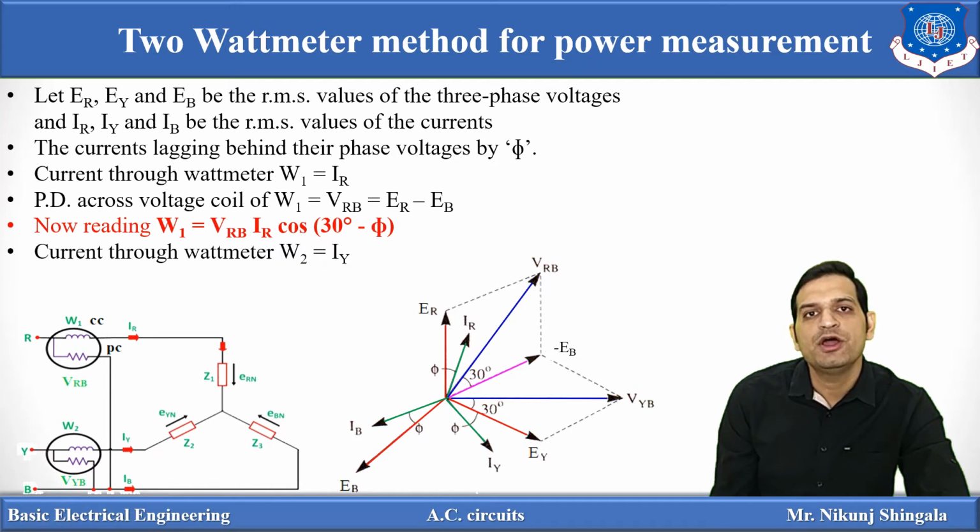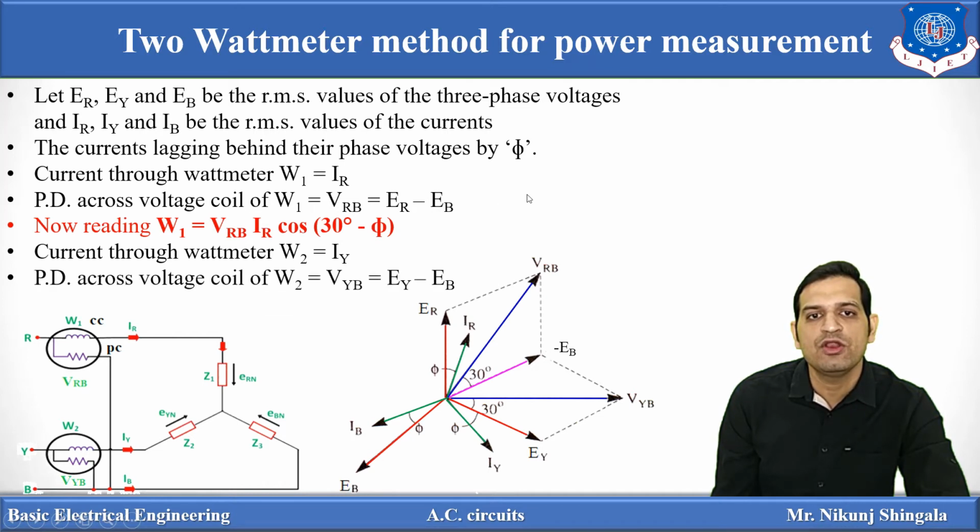Now the current through W2 is IY, as you can see here, and the potential difference across the voltage coil of W2 is VYB, that is EY minus EB. Now what will be the reading of W2? It will be voltage into current, that is IY into VYB into cosine of the angle between IY and VYB.